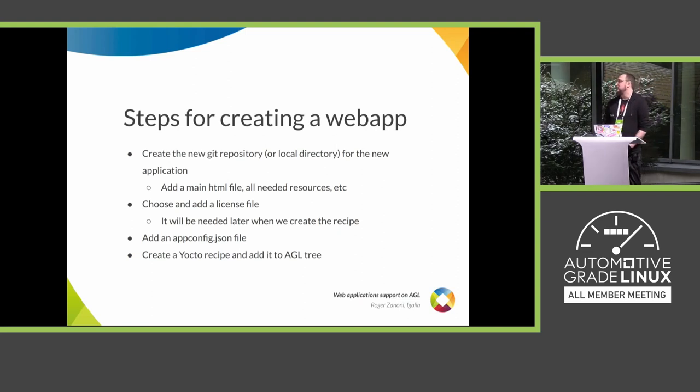First, you need to create your directory, add your source code, and the license file, this app.config file I mentioned, and you need to create a new recipe for your application and add it to the AGL tree. Before the recent app framework changes, where the app framework was deprecated, it was possible to just copy a bundled web application to the image and install it using AFMU2, but this tool is not available anymore, and right now the only way that we can use for adding new applications is to put it in the AGL tree and bake a new image.